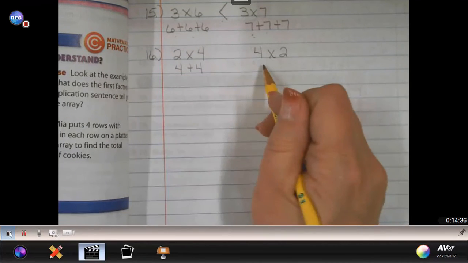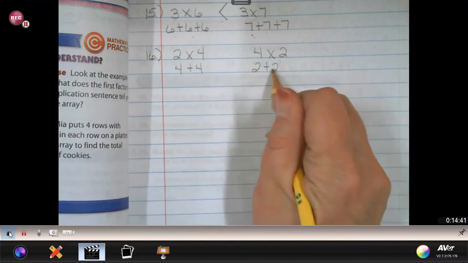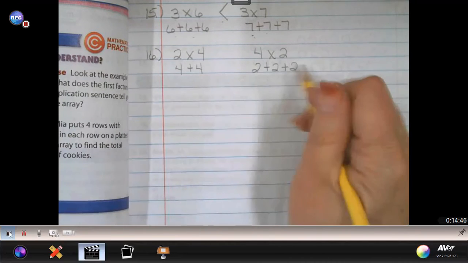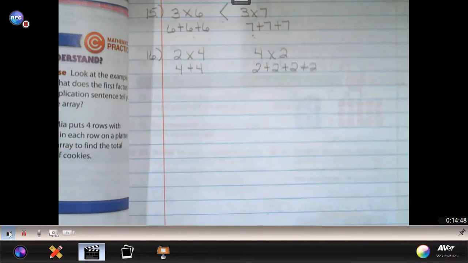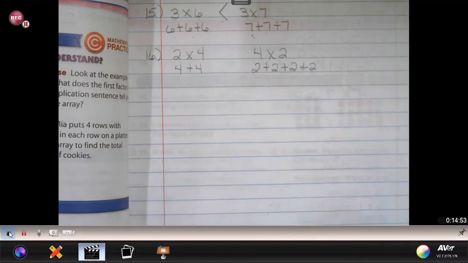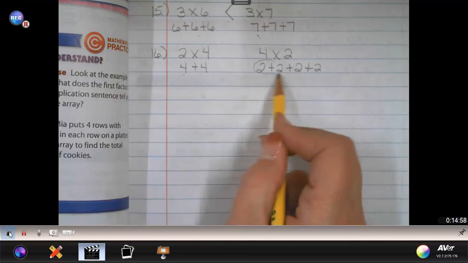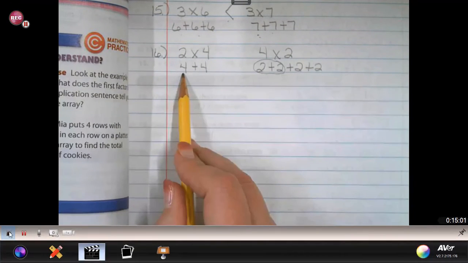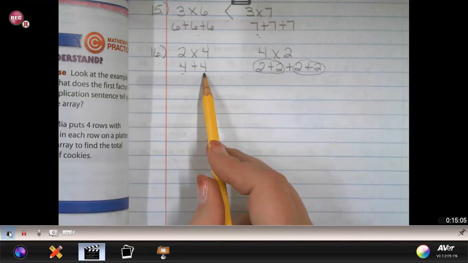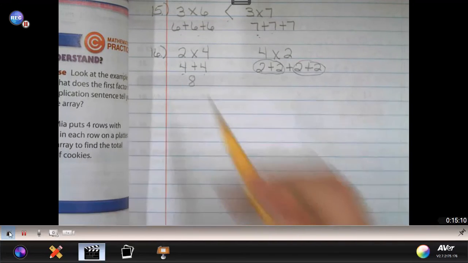With this multiplication sentence, I have 2 and another group of 2 and another group of 2 and another group of 2. Now I have 4 rows or groups of 2. So if you think about these 2 groups of 2 would make that 4, and these two groups of 2 would make this 4. So when I add 4 plus 4, 4 plus 4 is 8.